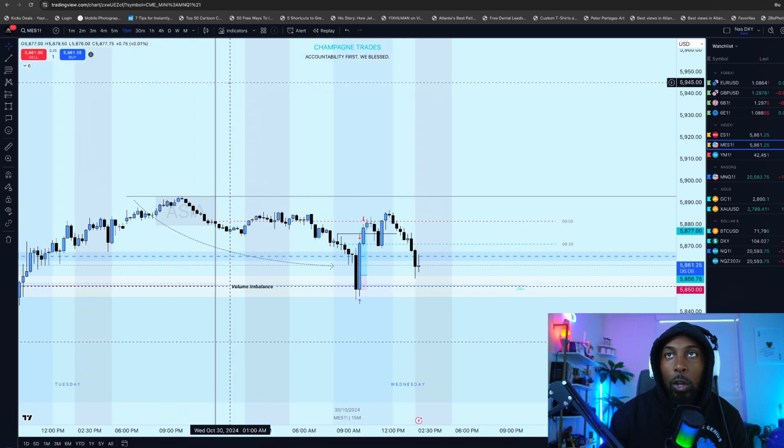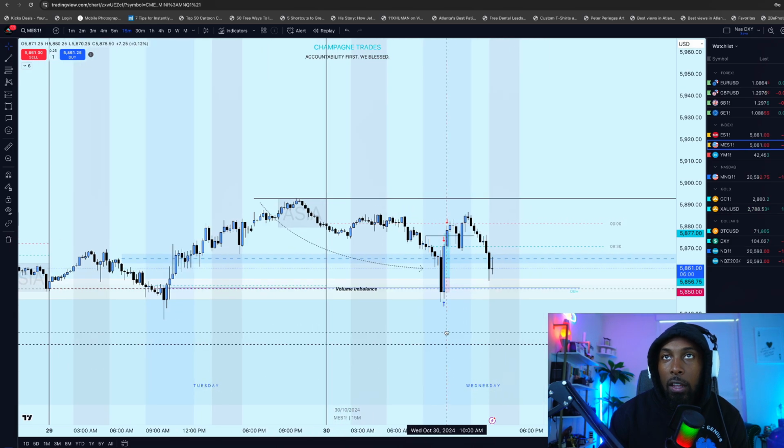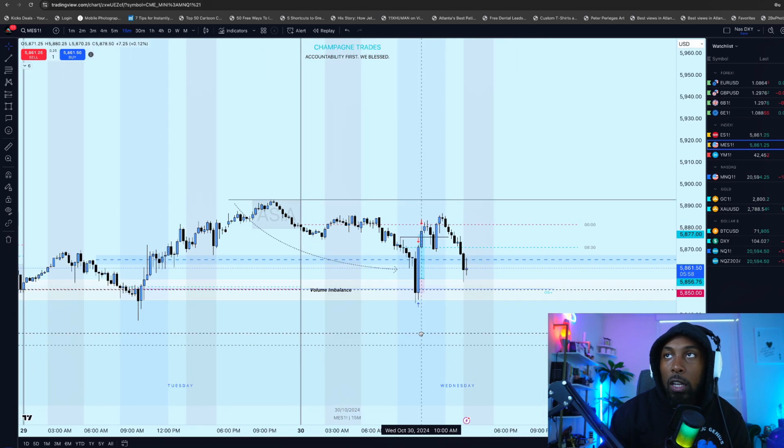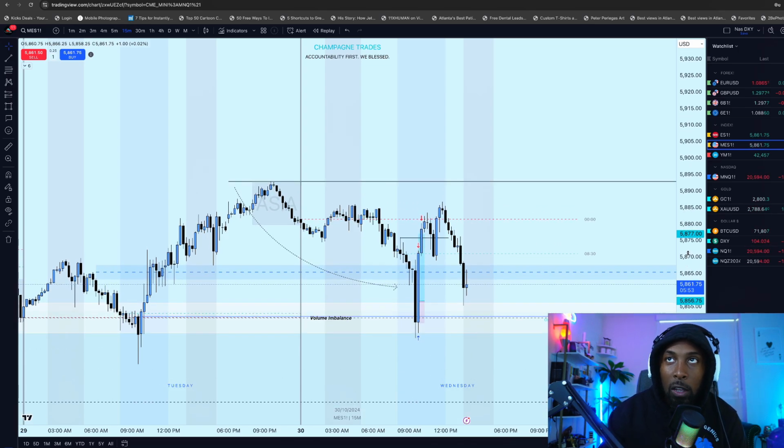All right, so here we are on the 15 chart, and this is where I get busy. This is where the majority of the clarity comes for me when I'm looking to see what the daily candle is possibly doing at the time that I'm trading. So what do we see?